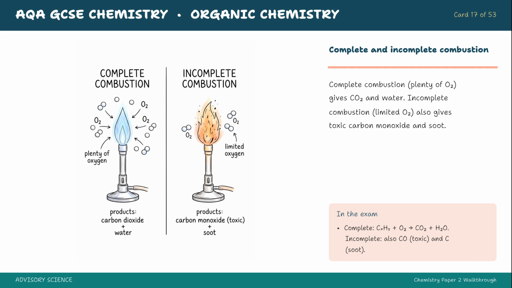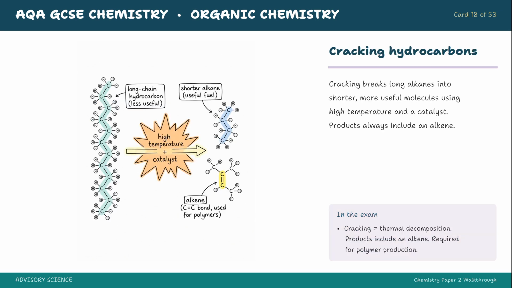Cracking. Industrial oil refining produces too many long-chain hydrocarbons from crude oil, which are thick and not in high demand. Conversely, there's a massive shortage of short-chain hydrocarbons, like petrol, which are highly sought after. Cracking is a thermal decomposition process used to break these long, less useful molecules down into smaller, more valuable ones.